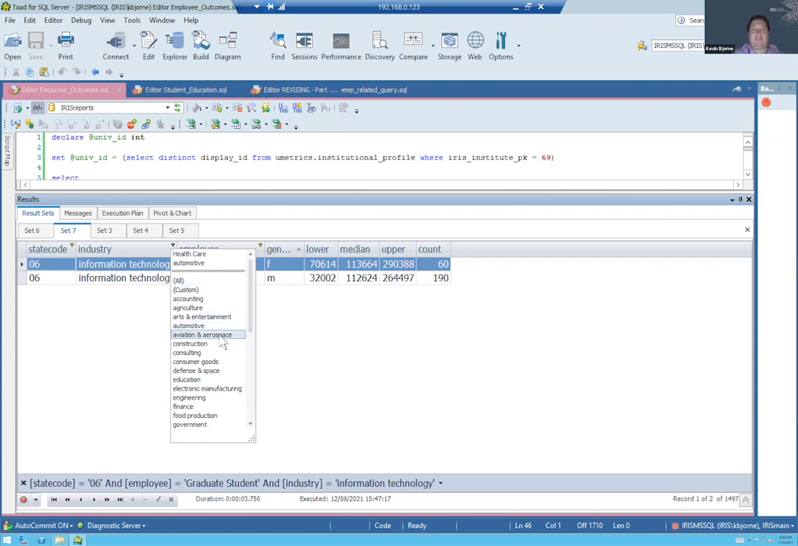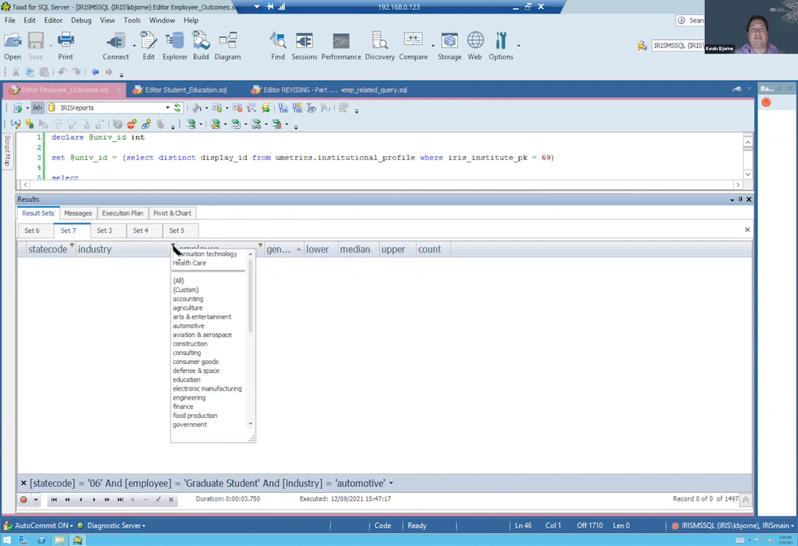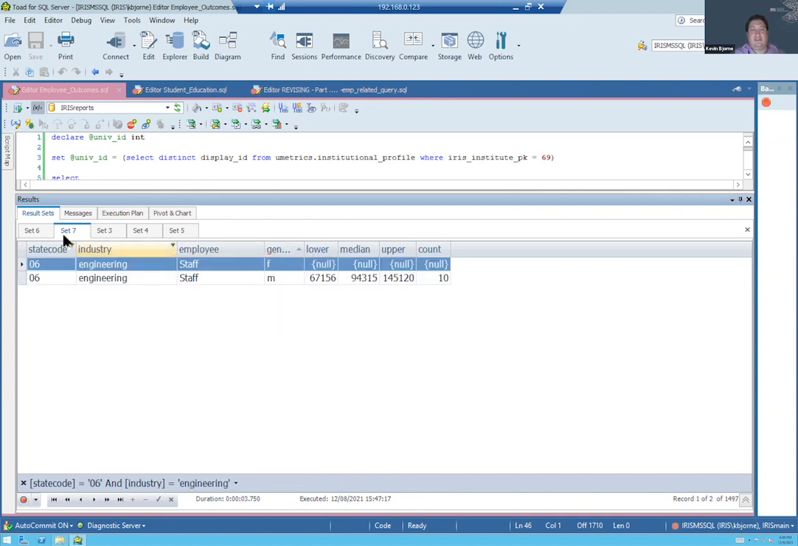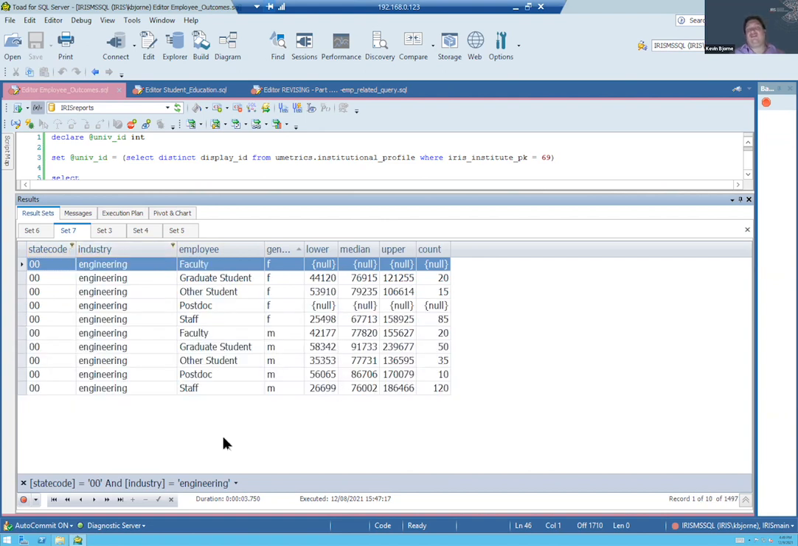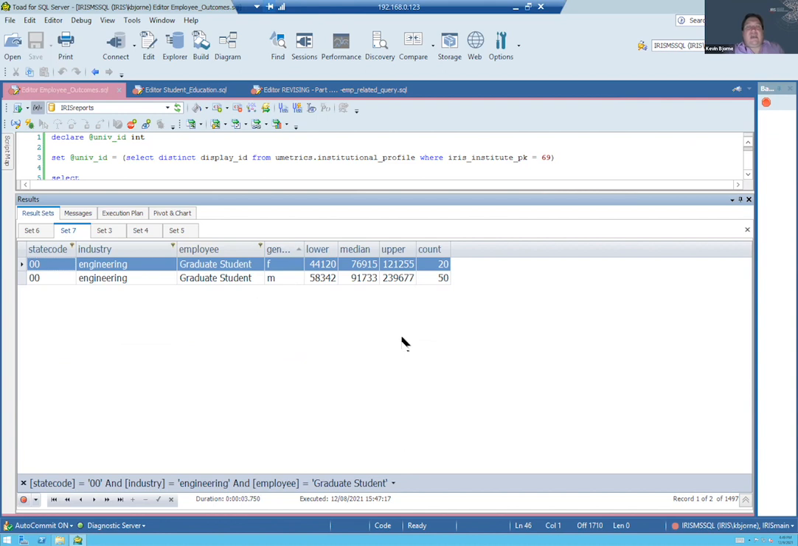So in these examples, let's take a look at automotive. I'm curious. Oh, nobody, I guess. Let's see here. Let's look at engineering. Let's do all. And let's do it at the national level. So state code 00 is the entire nation. So this aggregation is people that go into engineering that started out at the university with these different employment classifications. So let's just look at grad students again and those who go on to find employment anywhere in the country and how much they earn. So you can again see 20 females, 50 males.